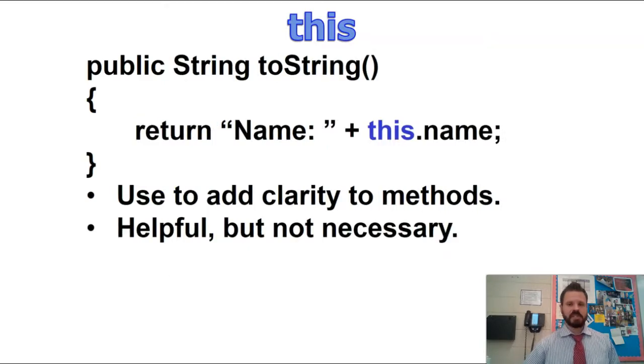And the last spot we saw the this keyword show up was within the toString method. Here I'm going to return the string "Name: " plus the Monster's name. What I'm doing here isn't necessary, but it helps add clarity to the variable I'm calling on. Especially if we have a lot of different parameters or local variables called name as well, this.name just helps me add some clarity to where that variable is coming from. It's helpful but not necessary.